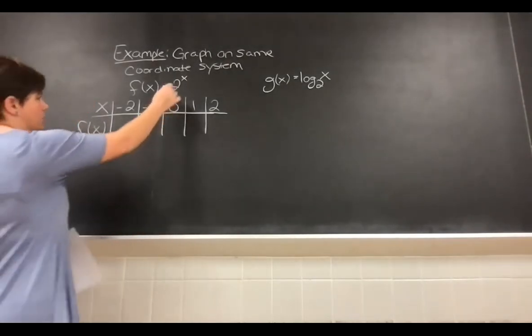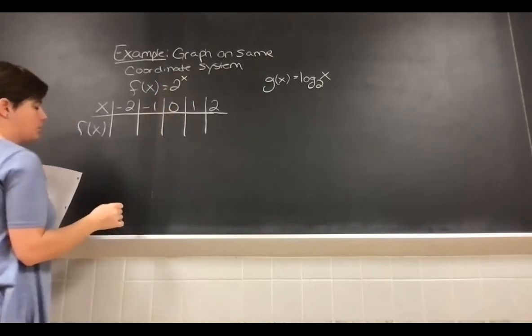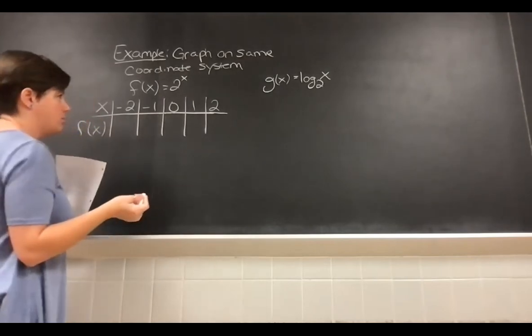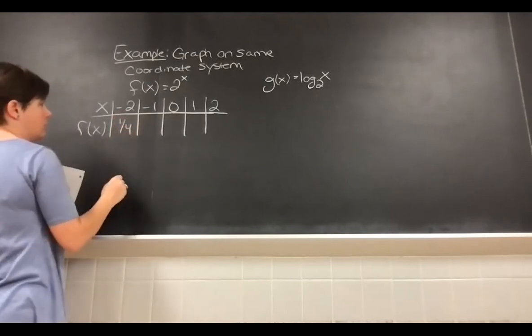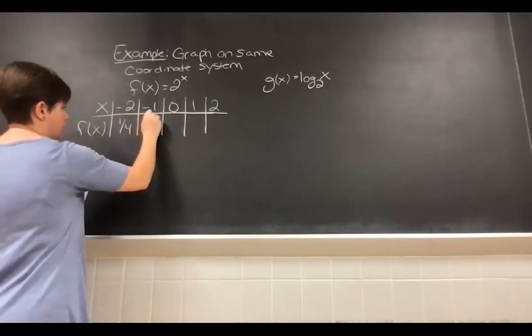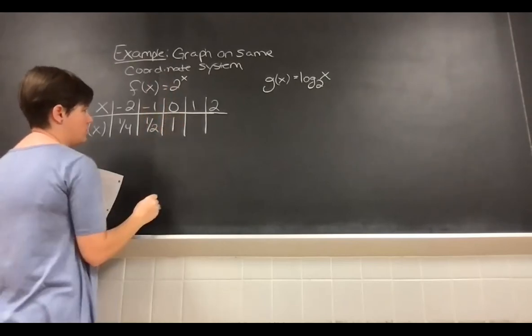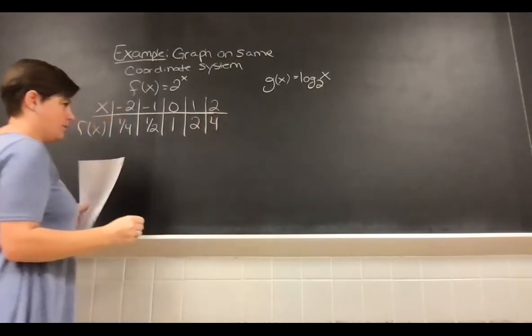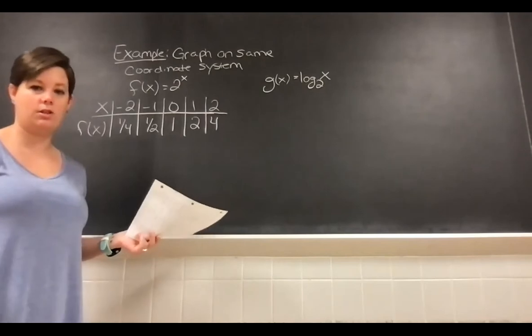Okay, so 2 to the -2, remember that's when we flip it into a fraction. So 1/2 squared is 1/4. 2 to the -1 is 1/2. 2 to the 0 is 1. 2 to the first is 2, and 2 to the second is 4. Okay, so there's that nice little table.